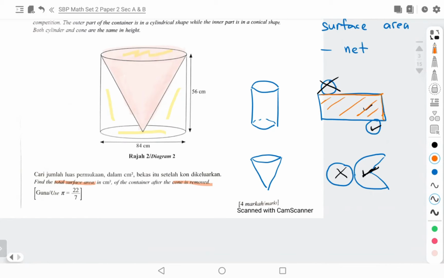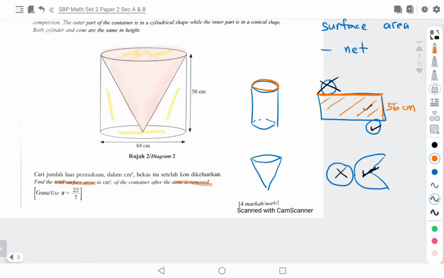Yes, Philotas? 4,704. What times what? 56 times 84. No, not really. The cylinder shape, if you open up, you can look at the length here. It should be the circumference of the circle. Then you have to, about the body, the formula? So the body is the height. Okay, here 56 is the height of the cone.